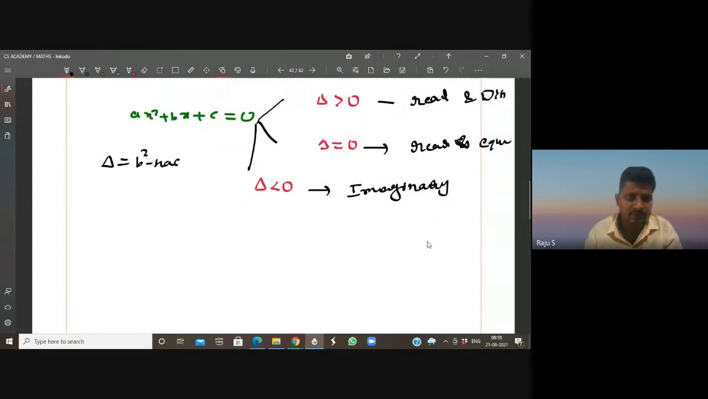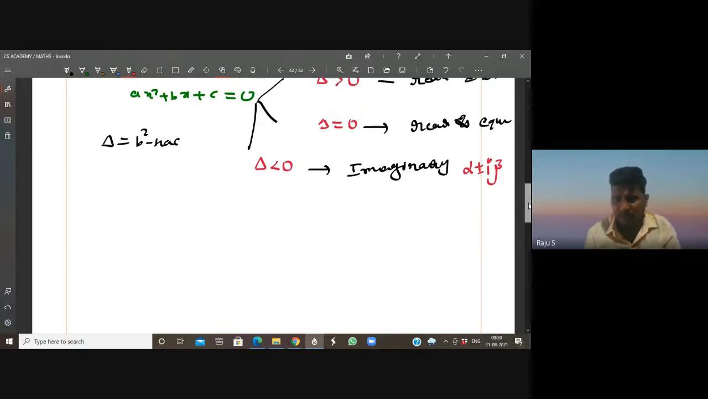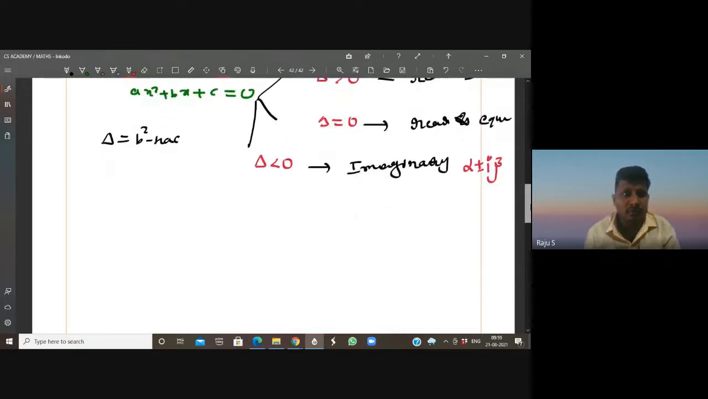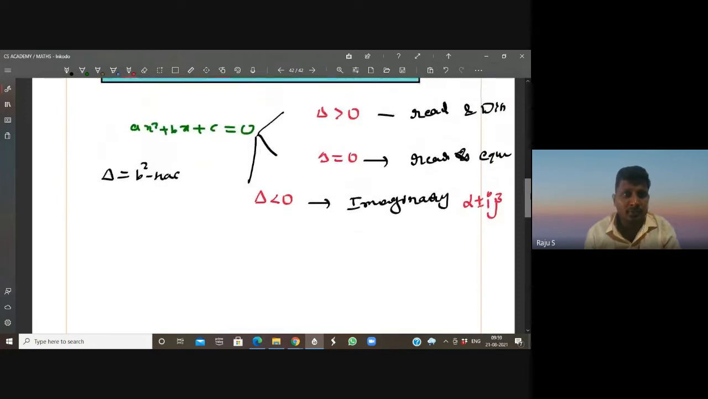Got it, students? Imaginary in the sense, remember here, the roots are alpha plus or minus iota times beta. Every complex number can be represented by x plus or minus iota y, but here I am taking the roots as alpha, beta, so we may write it so. Remember, students, this nature of the roots is very important. Now, next.